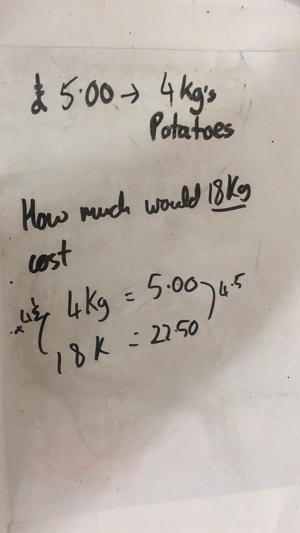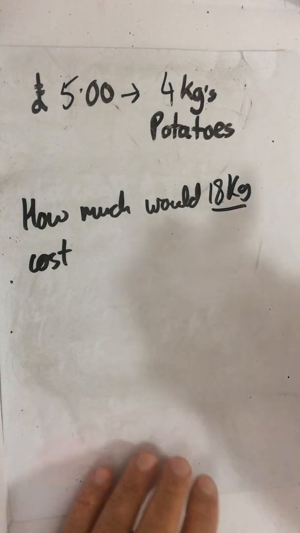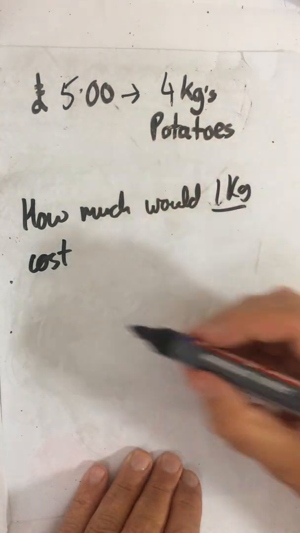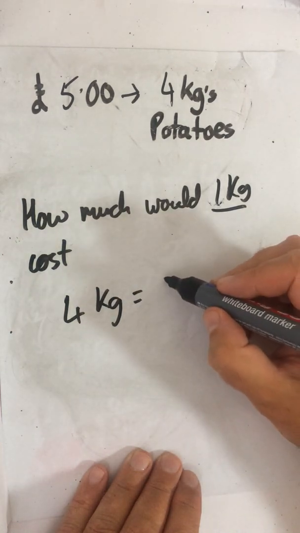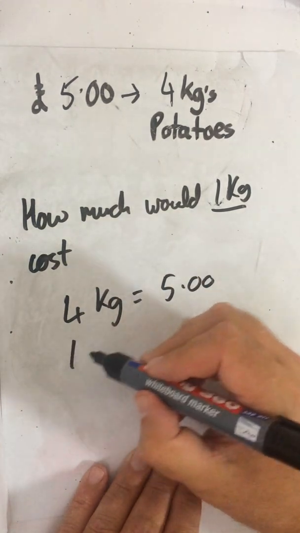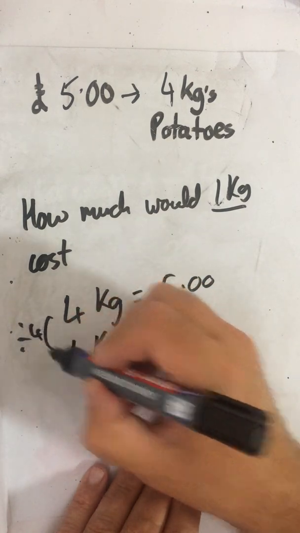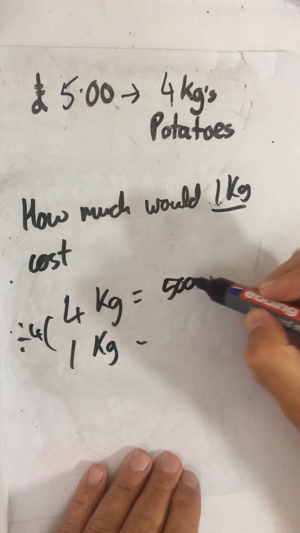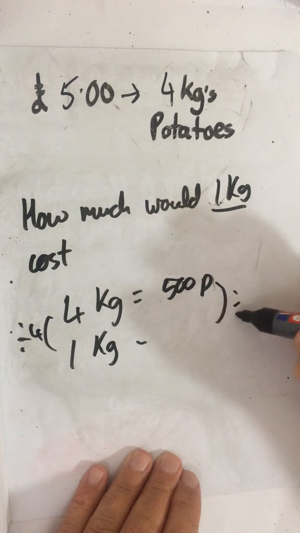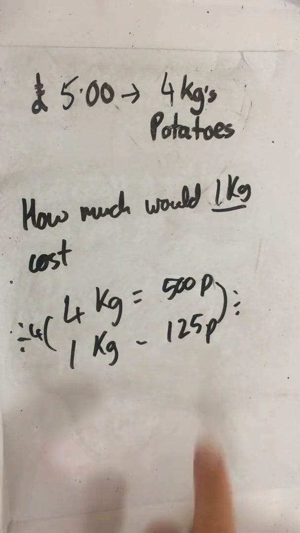So you're keeping it all in proportion, okay? All in proportion. And how much would 1 kilogram cost? Well, if 4 kilograms equals £5, 1 kilogram would equal some dividing by 4. So again, £5, I'm going to call this 500 pence instead. 500 pence divided by 4 gives me 125 pence, okay, £1.25.